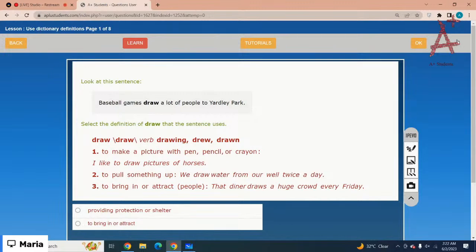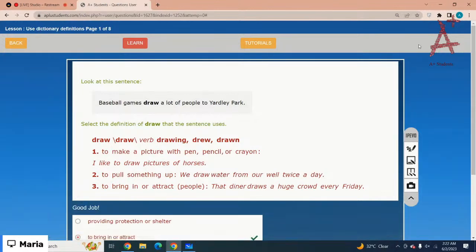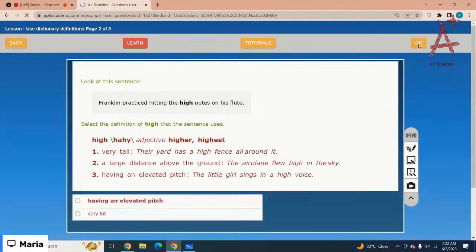Which is the correct option? That would be to bring in or attract. Basically, the word draw here means attracting people. Got it? So it would be the second one, to bring in or attract. Yes, option number two actually it is.